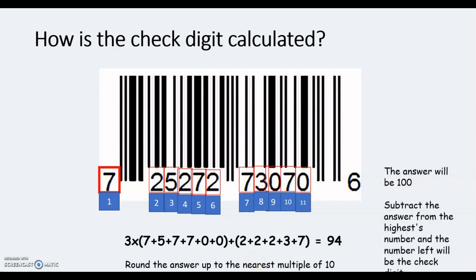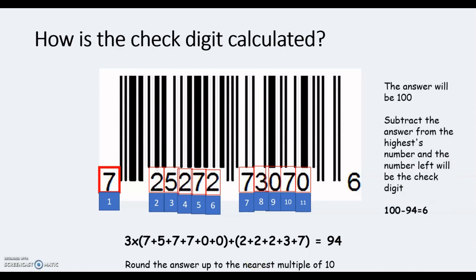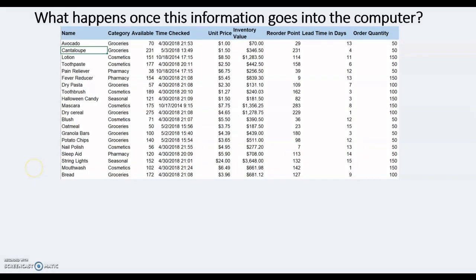All it simply does is subtract the answer. So 100 subtract 94 will leave 6, and that's how we get our check digit. So what happens once all this information goes into the computer?